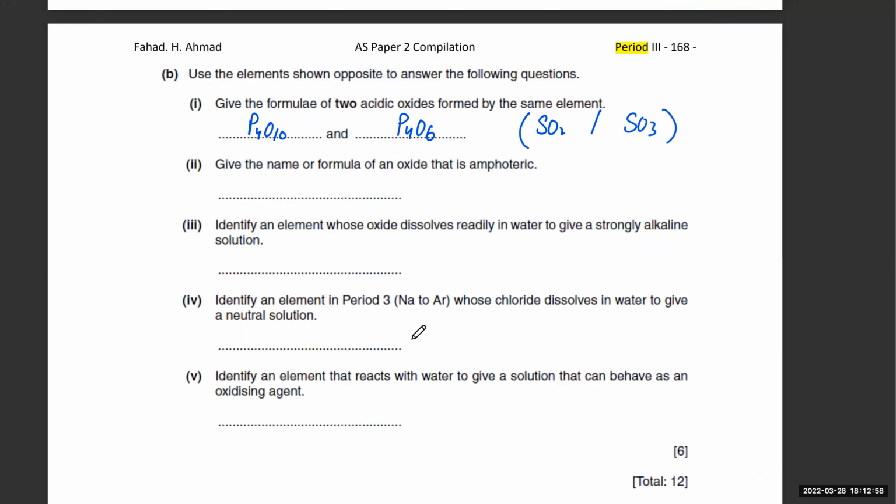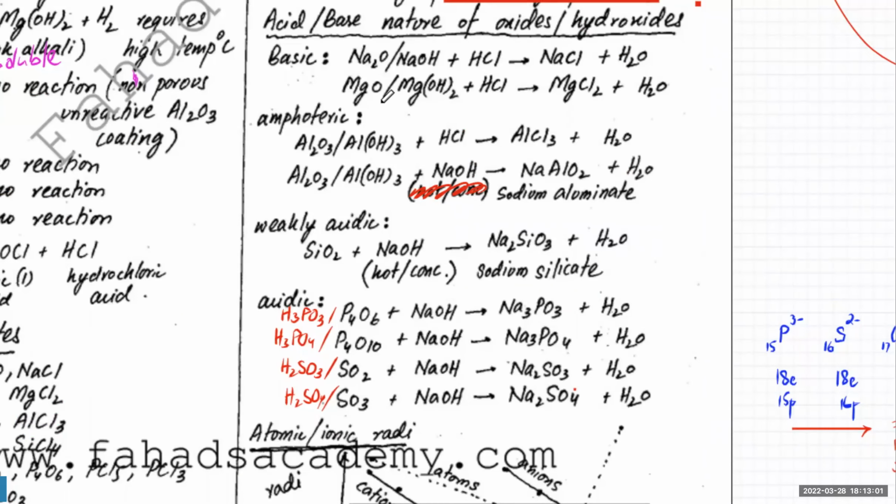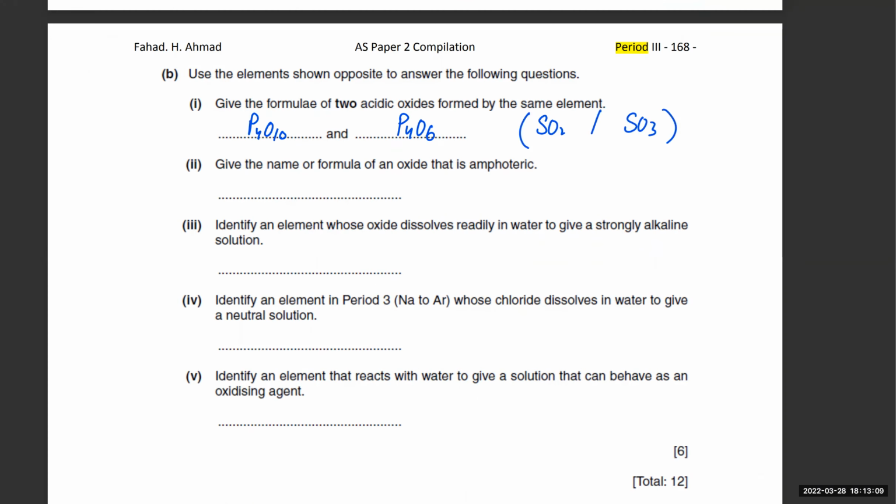Give the formula of an oxide that is amphoteric. So again, it's this one. Aluminium oxide is amphoteric. It's capable of reacting with HCl and also with NaOH. So this one is Al2O3.